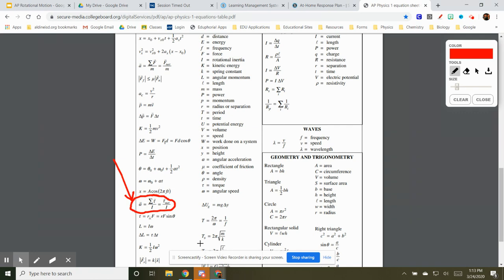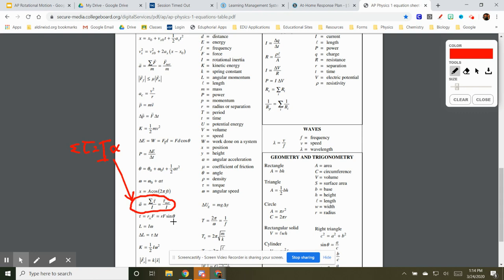What equation is that? Good job, Gabriel. Newton's second law of rotational motion. We know it is in this format, right? Sum of the torques equals I alpha, right? That's the same equation here. Okay, so I just wanted to point that out to you.